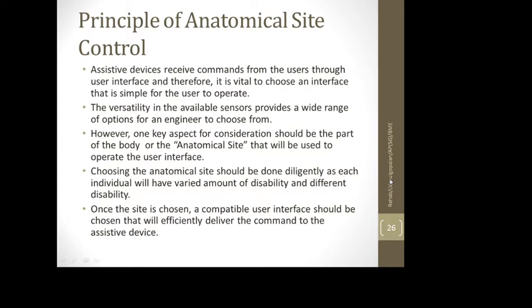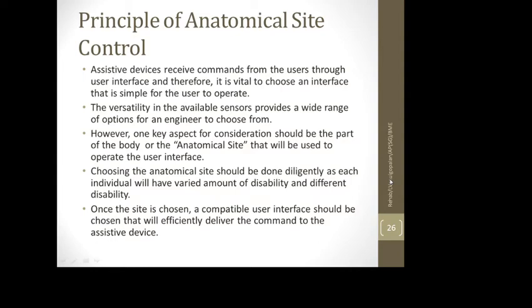Right? The versatility in available sensors provides a wide range of options for the engineer to choose from. So basically, assessing the volunteer, assessing your intended patient group, you need to choose a user interface that will work for the majority of the patients, right? So I agree that disability is different for each and every individual. It is very difficult to generalize disability. At the same time, there are certain things that are common in all individuals.